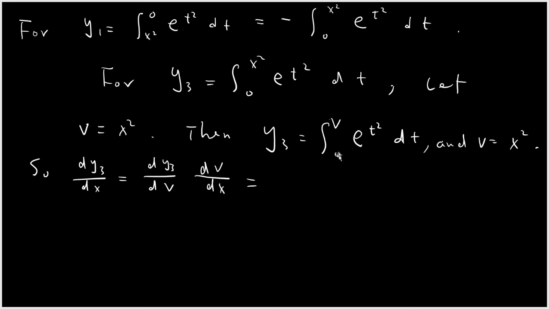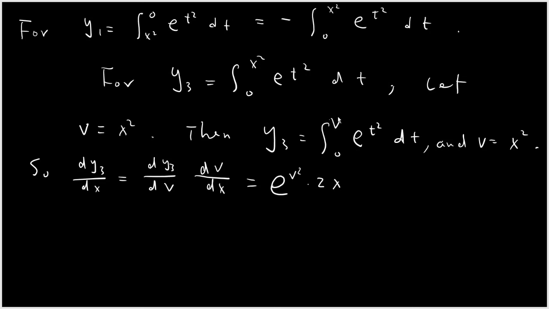You see the lower limit is a constant. We're differentiating with respect to the upper limit. It's the upper limit function. The derivative of y3 with respect to v now is e to the power of v squared. And then times the derivative of v with respect to x, which is 2x, right?